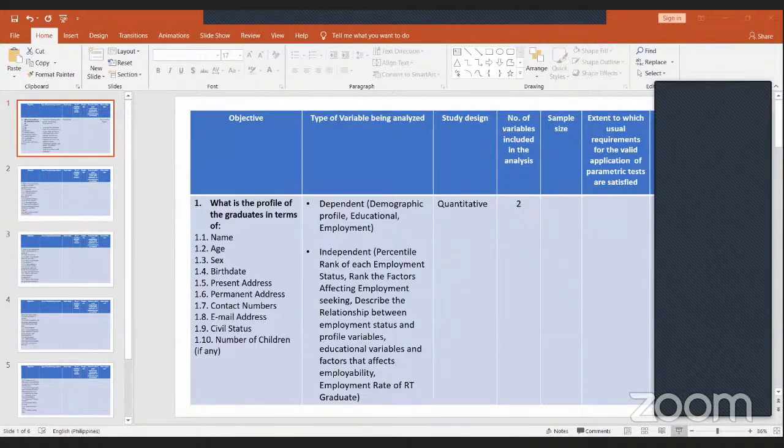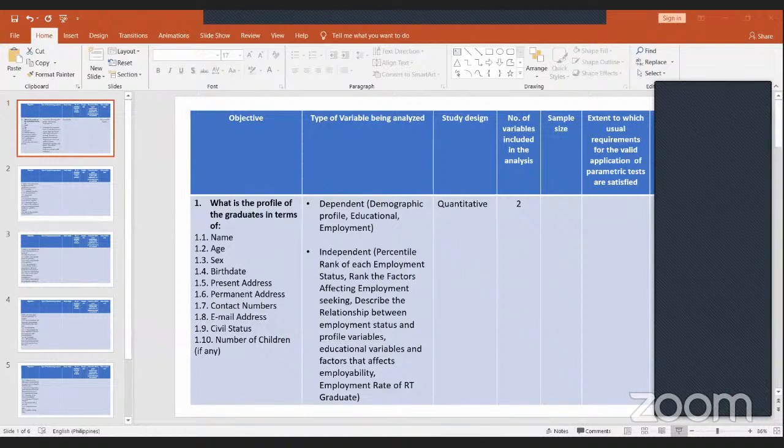Ito pong nasa objectives, sila po yung mga nasa statement of the problem po namin, wherein we gather their profiles po, demographic profiles, educational backgrounds, ganun po. And for our variables po, we have independent and dependent variables. For dependent variables po, we have our demographic profile, the educational background of the graduates, and their employment status po. For our independent variables po, we have the percentile rank of each employment status po, wherein we would rank their employment status and also rank the factors po that affects their employment seeking, and also to describe po the relationship between the employment status and profile variables and educational variables and the factors that affects the employability of the graduate po.